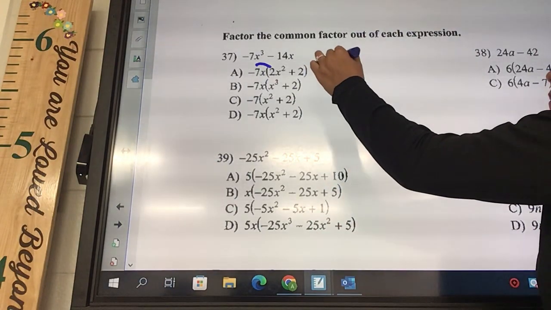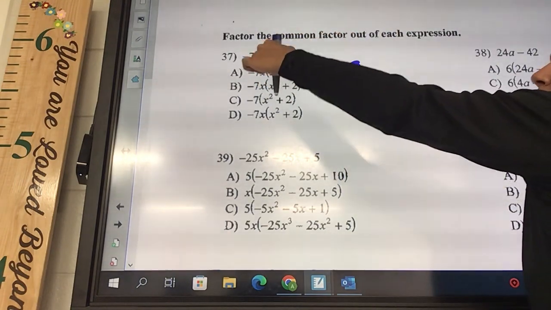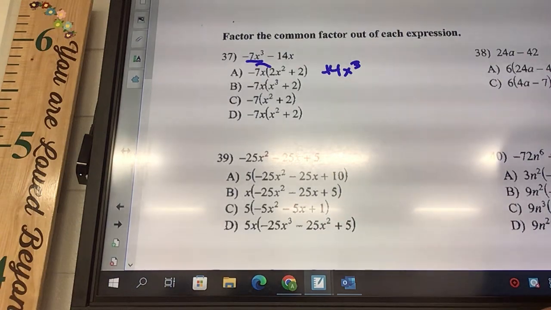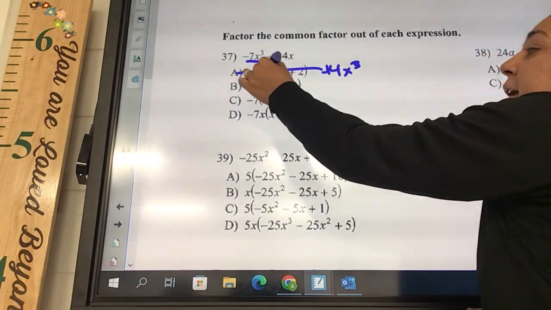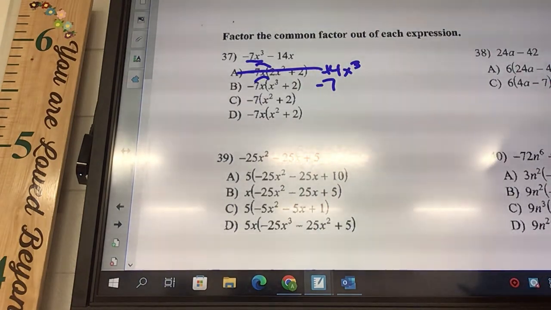Negative 14. And then you add the exponent, so that's going to be x³. Does that match our first term? No. So this one does not work. Negative 7 times 1, negative 7. That looks good. Okay, and then add the exponents.